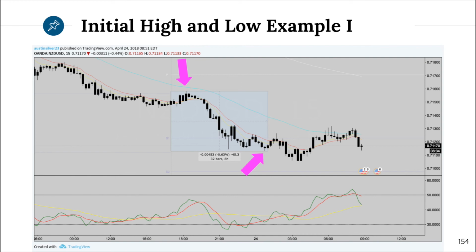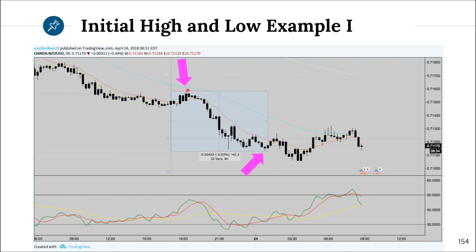To measure initial high and initial low, there is a tool on TradingView that you can use, but any charting software will allow you to do this. What you do is you calculate from the start of the day, which we know is the period separator. You calculate from here 8 hours ahead, which is 32 15-minute bars. You can see it calculates it for me right here, 8 hours, 32 bars.